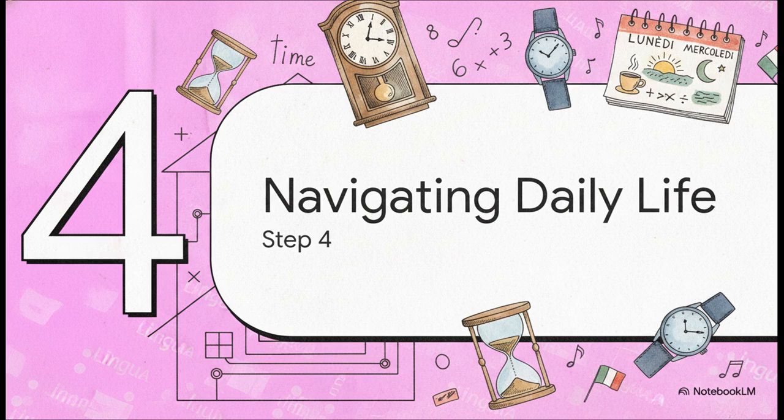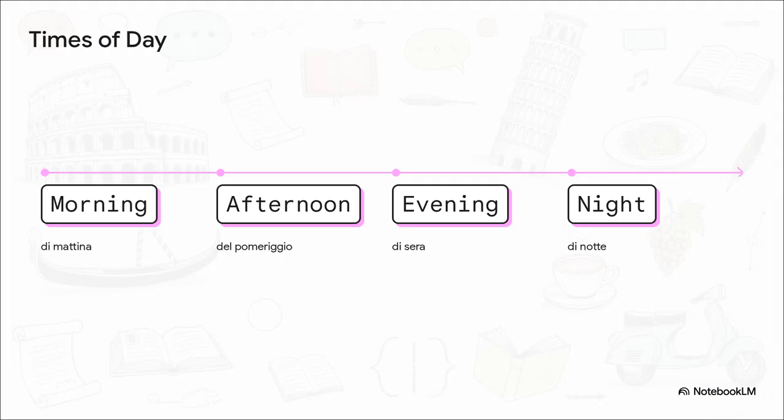Block 4, navigating daily life. Let's walk chronologically through a typical Italian day. You'll want to pay close attention to the specific prepositions used here. In the morning, it's di mattina, but then the afternoon shifts prepositions entirely to del pomeriggio. The evening goes back to di sera, and night is di notte. Memorizing these little structural words might seem minor, but it gives your Italian this incredibly authentic, native-like rhythm when you're making plans.